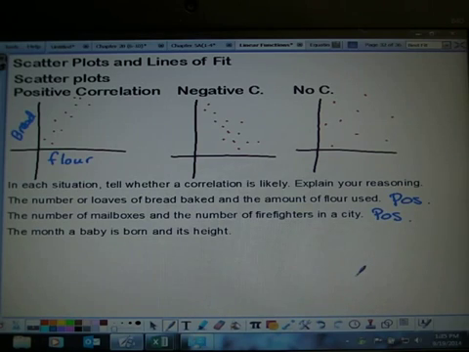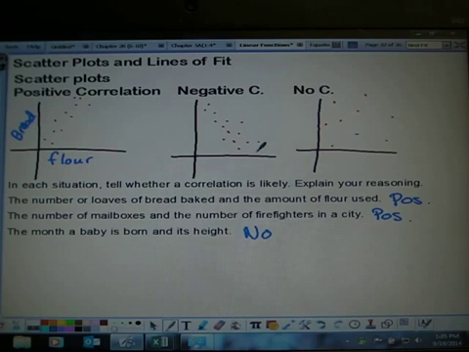The month a baby is born and its height. This one would have no correlation. It has no correlation because if I said all the babies born in January are going to be this tall and the kids that are born in December are going to be this tall, then it would be a positive correlation. Or vice versa, if I had January, you're going to be this tall, and December, you're going to be this short. That doesn't make any sense.